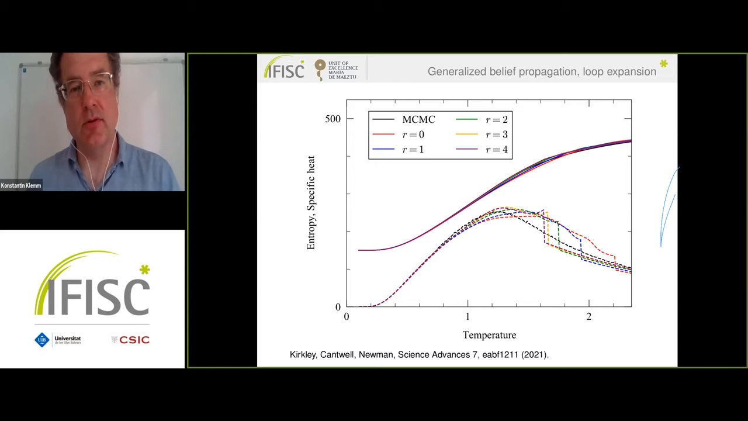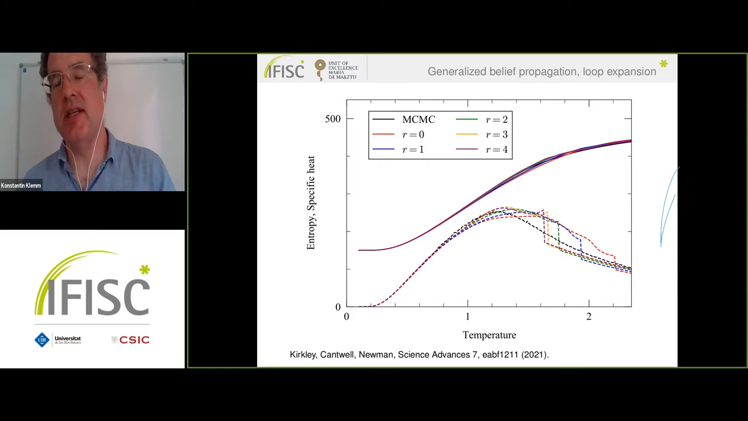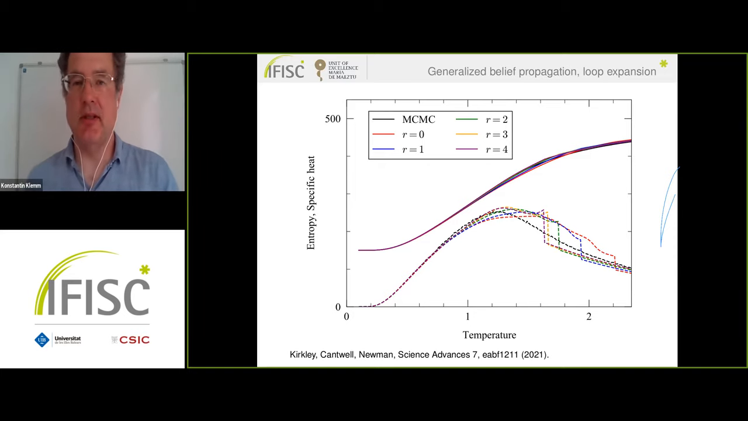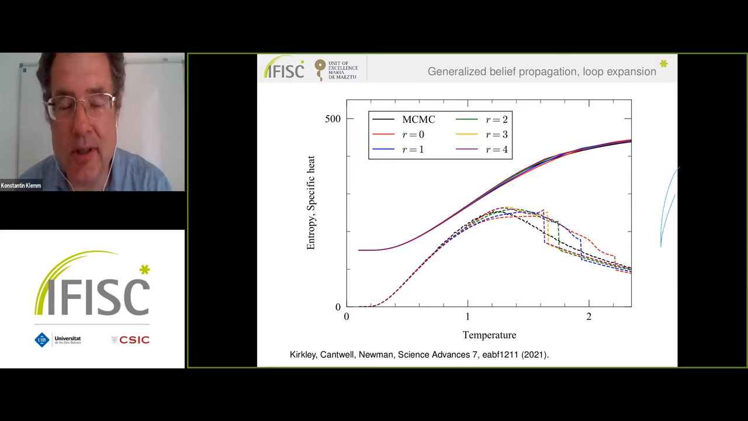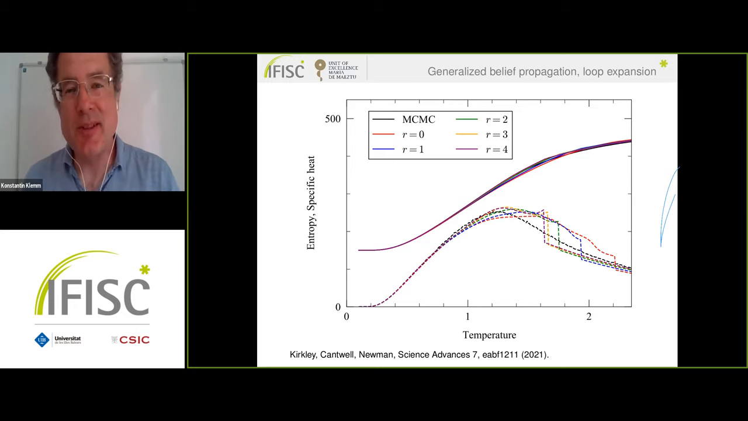So it's a bit difficult to see, but the black curves are the Markov chain Monte Carlo, so the approximated or the sampled truth, and the red ones are the original belief propagation, and then you have various degrees of loop approximation here. And up here is the entropy as a function of temperature, and that works pretty fine. So all the curves are actually close together. One can't even see whether these extra loop terms give any improvement. It's hard to see, but probably it is.